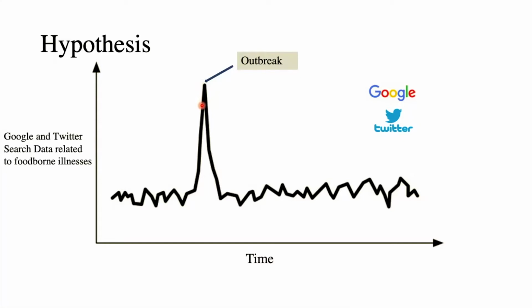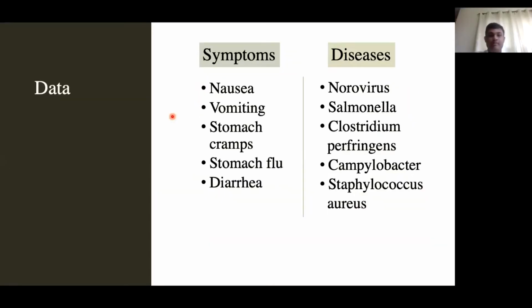Thus, this research focuses on developing a mathematical and computational model to recognize these spikes in search data that corresponds to foodborne outbreaks. First, we'll talk about the methodology that we use to create these models.